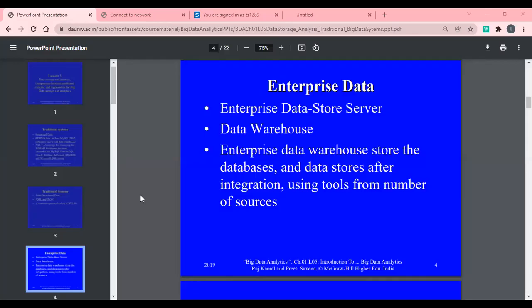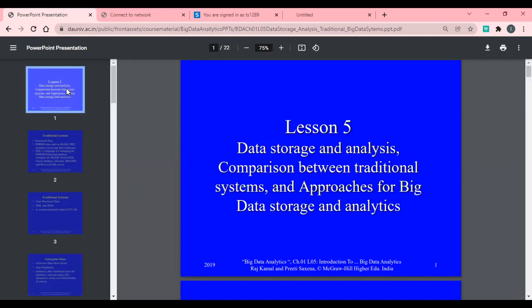Good afternoon. Now we are going to discuss data analytics or big data. We are going to discuss data storage and data analytics, the comparison between the traditional systems and big data storage and analytics. In this topic we are going to fully discuss data storage and analysis and the big data storage areas. Now we are going to discuss the traditional systems.